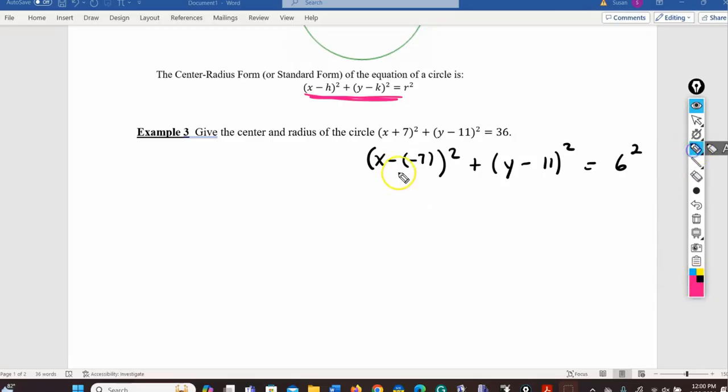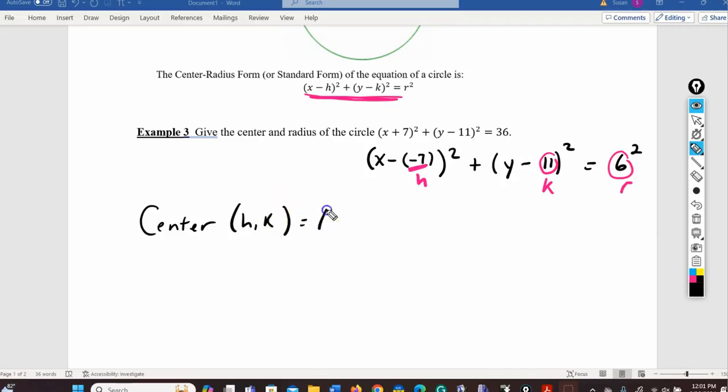Now I can read this off. It's x minus h, y minus k is equal to r squared. And so now the center is h comma k, which is -7 comma 11. And the radius here is 6.